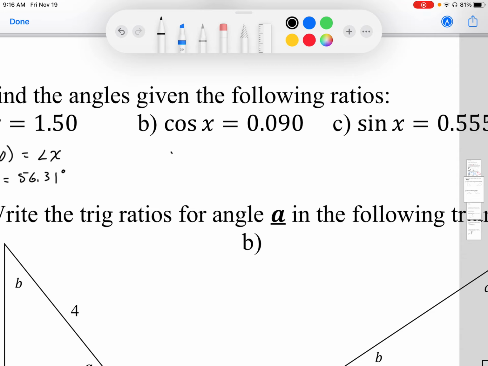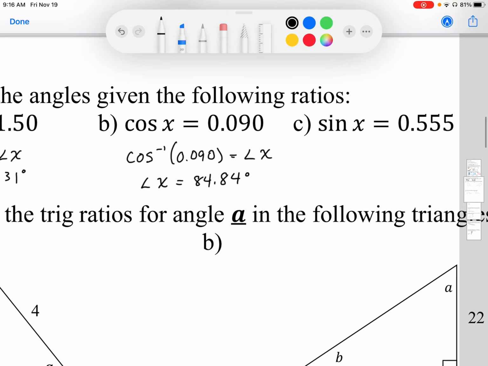So same thing here. I've been given the ratio. I need to find the angle. So instead of using the cosine function, I'm going to use the inverse cosine function, where my input is going to be my ratio, and the output is going to be my angle. So when I type that into my calculator, I get angle x is equal to 84.836, so I'm going to round that to 84 degrees.